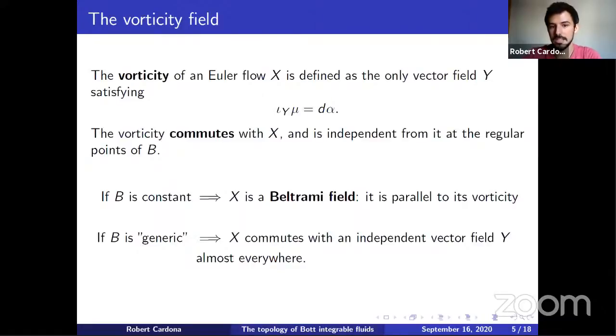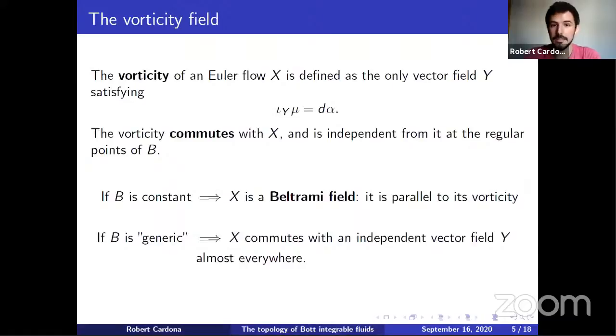So this leads to a dichotomy of behavior: if B was constant, for instance, then your vorticity is always parallel to X because it's nowhere independent. This is what is called a Beltrami field, a vector field which is parallel to its vorticity. They are, of course, a particular case of solutions to the Euler equations, and they are very well studied and can be used to prove that a lot of different topological properties can happen in steady solutions.